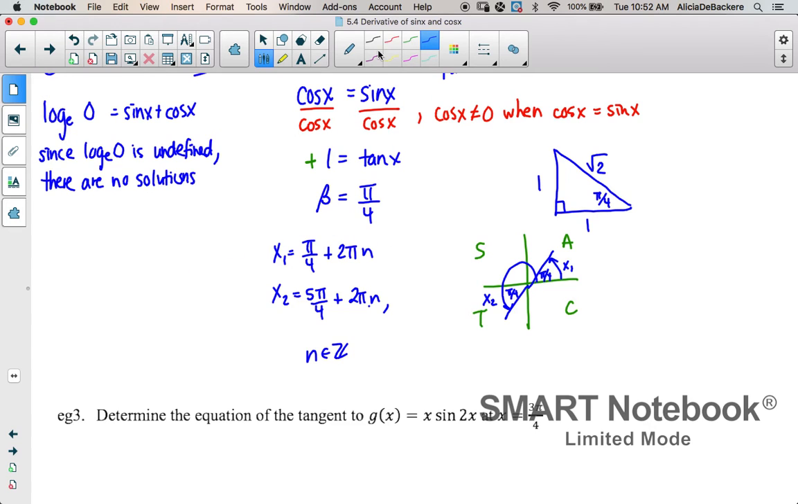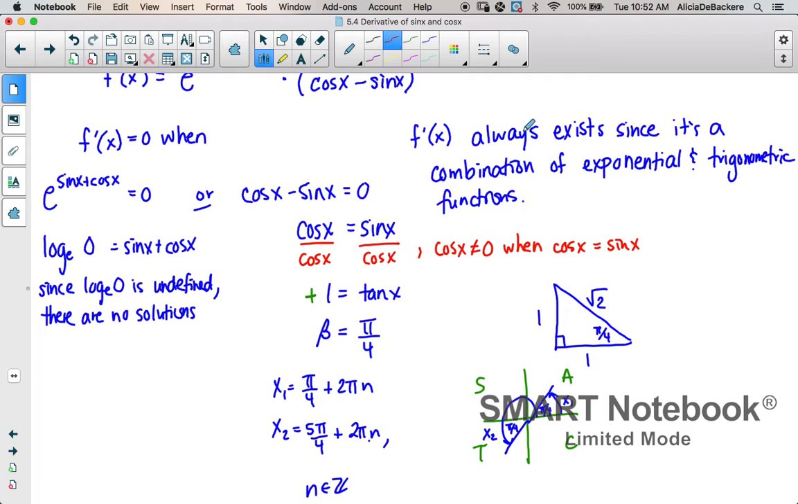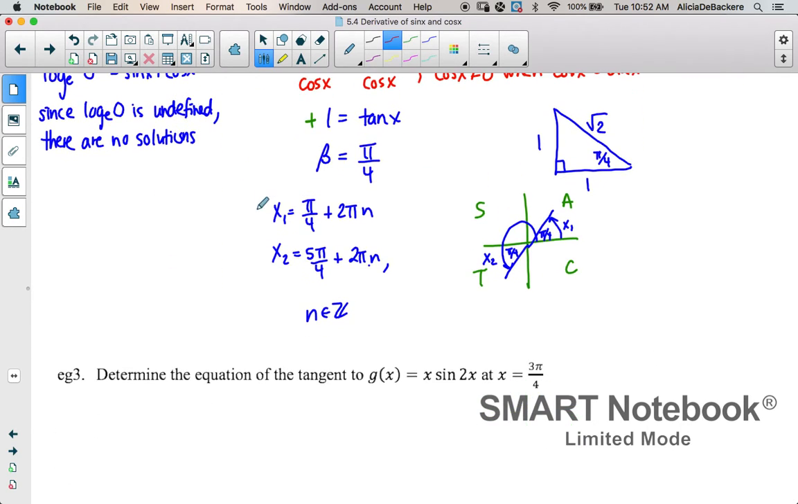And so then, therefore, what we figured out is we had no answers from f prime does not exist. We had no answers from this section here. So these are my answers.